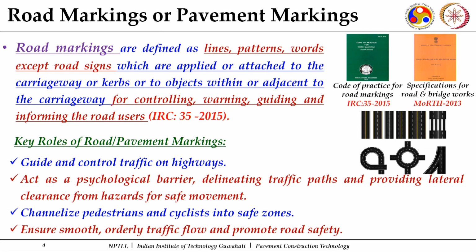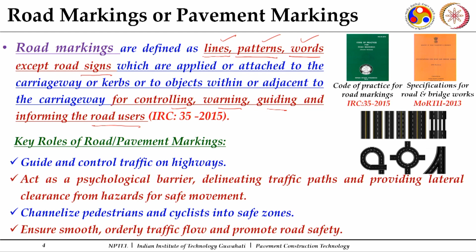Now, coming to road markings. What are road markings? These are lines, patterns, and may include words, except road signs. The road signs placed adjacent to any carriageway are not included in it. So, it includes lines, patterns and words which are applied or attached to the carriageway or curbs or to objects within or adjacent to the carriageway, and the purpose is for controlling, warning, guiding and informing the road users.